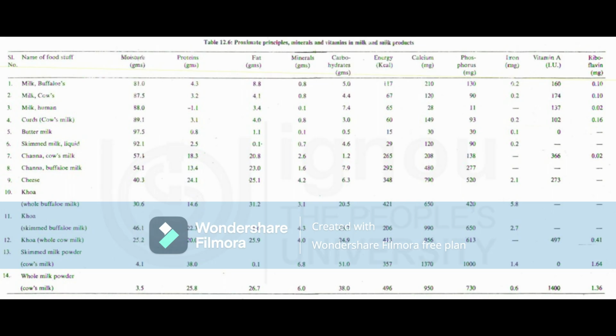Table 12.6 gives the nutritive value of milk and milk products discussed above. Whatever be your need, remember always to purchase milk and milk products from a reliable source. The points to remember given below will serve as handy guidelines for the selection of milk and milk products. Table 12.6 Proximate Principles, Minerals and Vitamins in Milk and Milk Products.